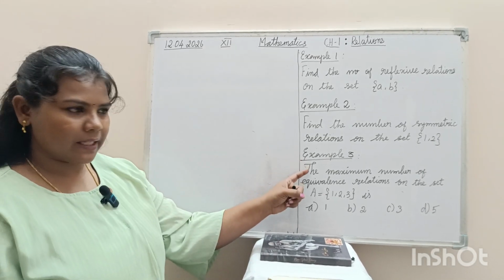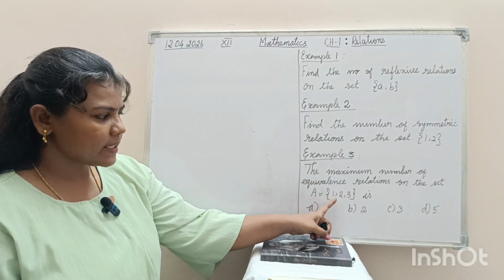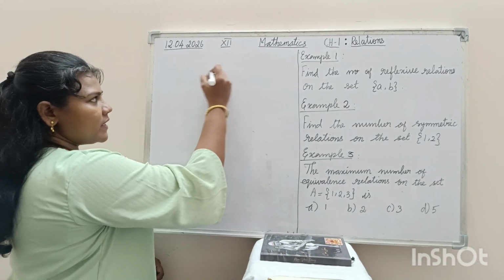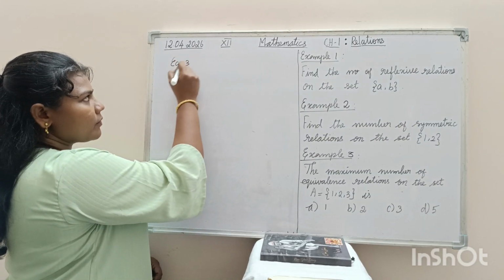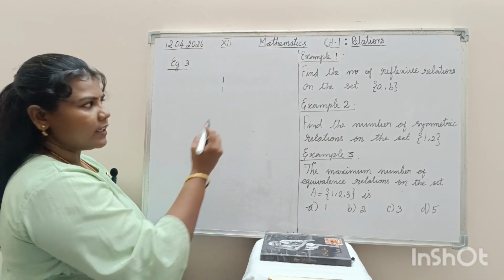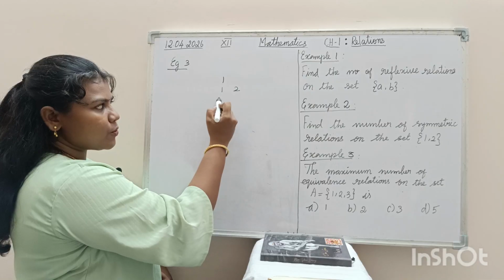Move on to example 3. The maximum number of equivalence relations on the set A which contains elements 1, 2, 3. Now I'll tell you the trick. Now we start with number 1. We copy the same number 1 here. Now you add these two numbers. 1 plus 1 is 2. You copy this 2 here.